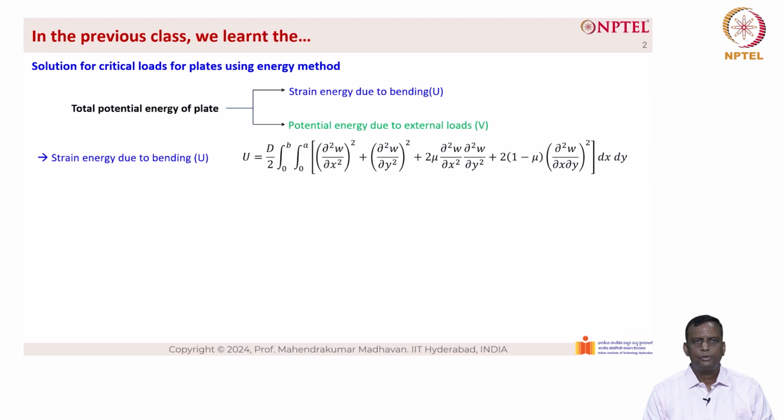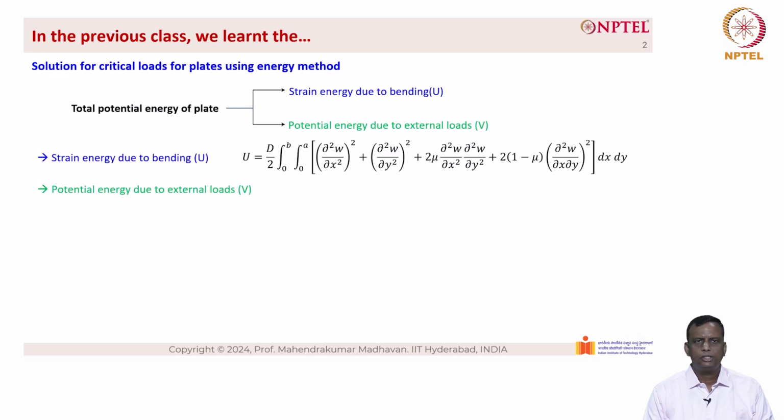So, the strain energy due to bending U is given as U equal to D by 2 double integral, 0 to b, 0 to a, of [∂²w/∂x²]² plus [∂²w/∂y²]² plus 2μ (∂²w/∂x²)(∂²w/∂y²) plus 2(1 minus μ)[∂²w/∂x∂y]², dx dy.